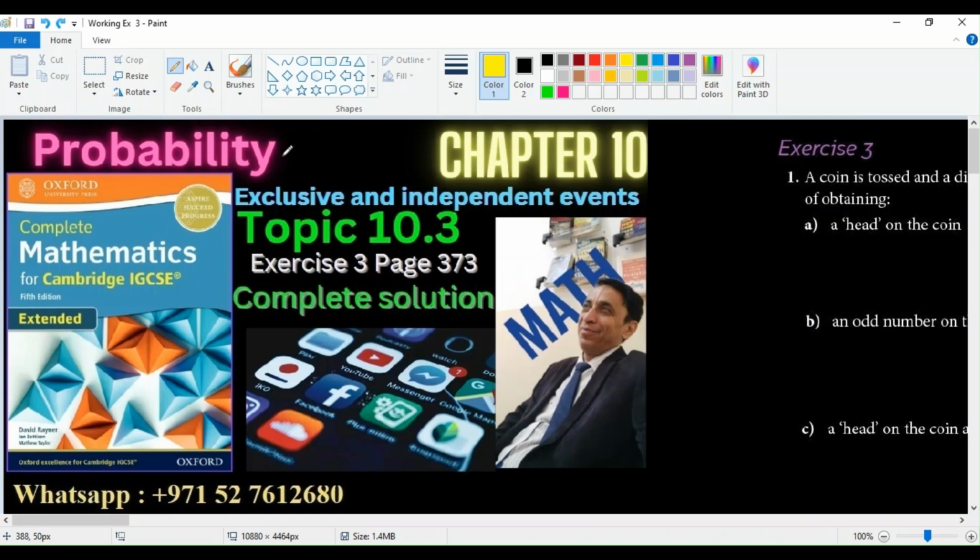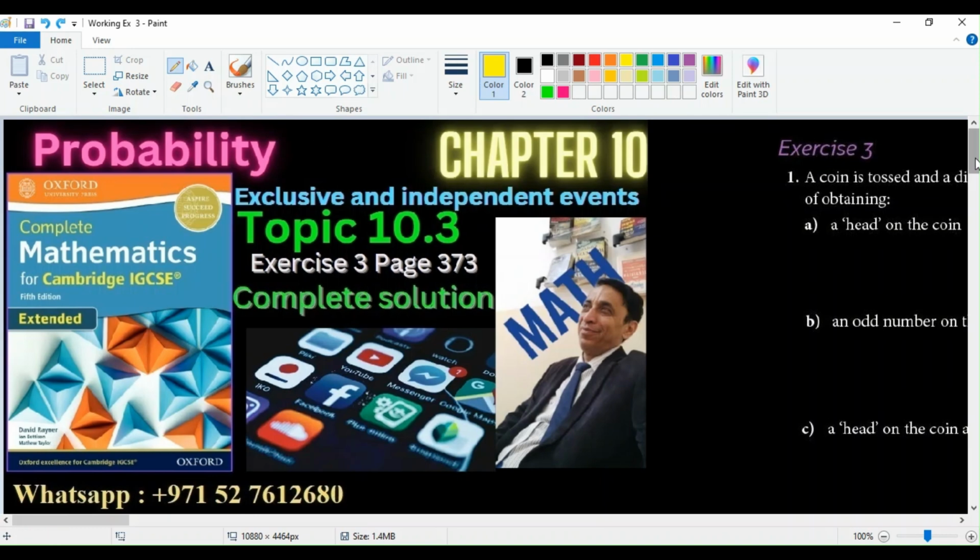This is chapter 10 and the topic is about exclusive and independent events. The topic is 10.3 and exercise is 3, and you can find this on page 373 if you have a textbook with you. In case you don't have a textbook with you, I can provide you a PDF of this book on the WhatsApp number provided.